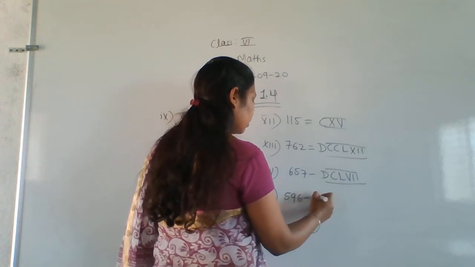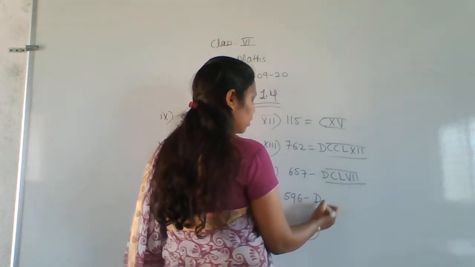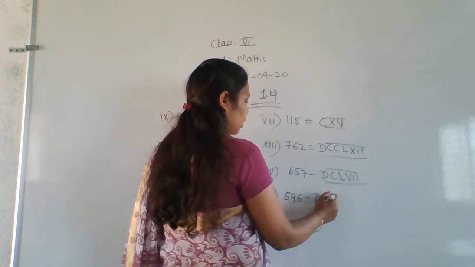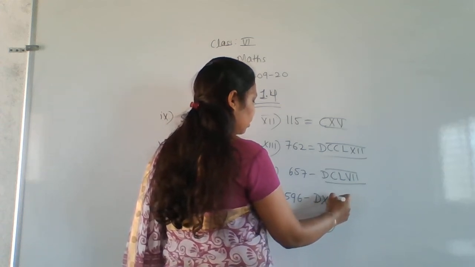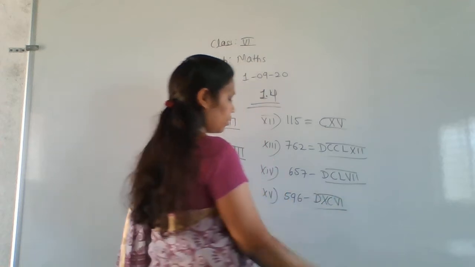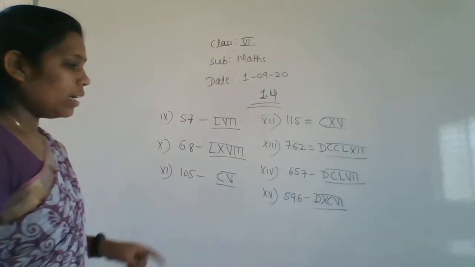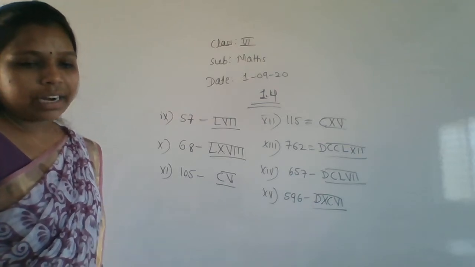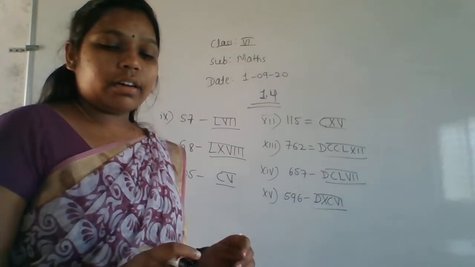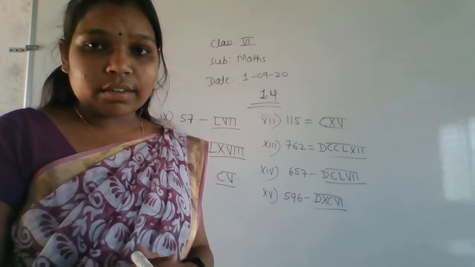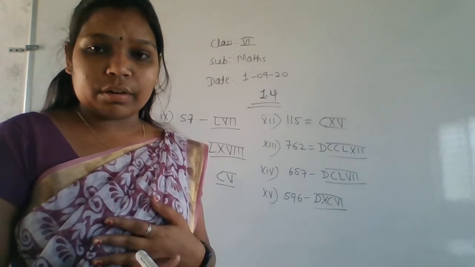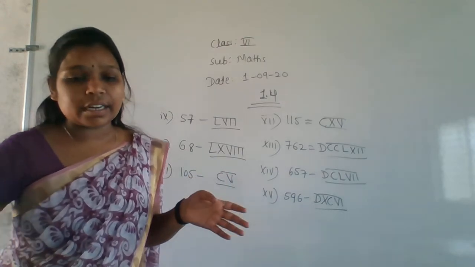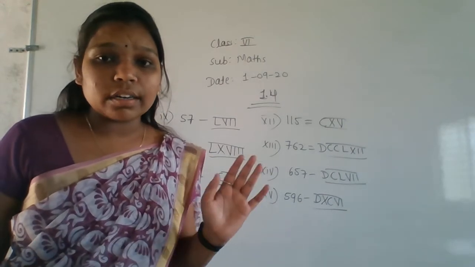596. D 96 means C X C 6. Okay, so this is 596. So like this we have to write. This is the writing of numbers in Roman numbers. Okay, they have given English numbers here, so we have written them in Roman numbers.